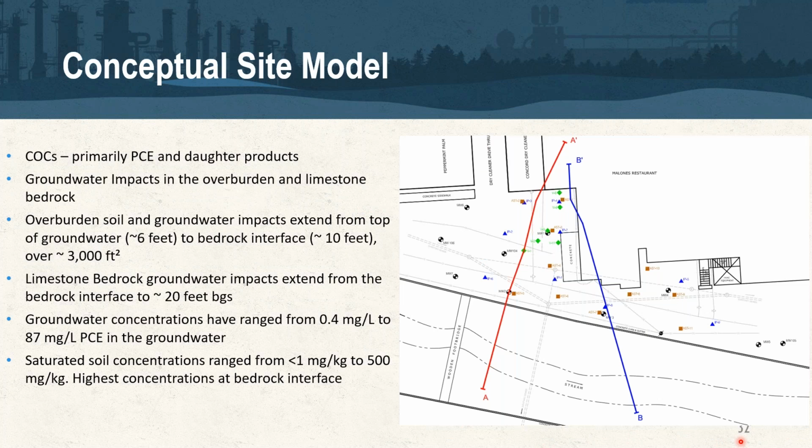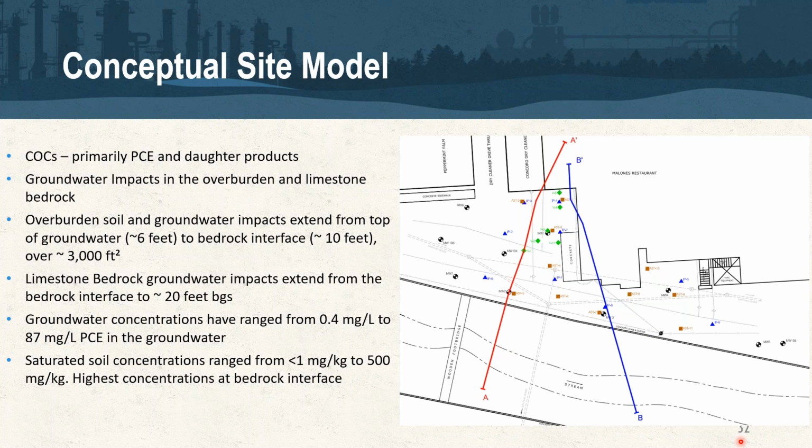So, conceptual site model. Again, the primary COCs here are PCA and daughter products. Groundwater impacts were identified in both the overburden and in the limestone bedrock. All overburden soil and groundwater extend from the top of groundwater at 6 feet below grade to the bedrock interface at approximately 10 feet. The overburden impacts were on the order of approximately 3,000 square feet. Limestone bedrock groundwater impacts extend from the interface to approximately 20 feet below grade.